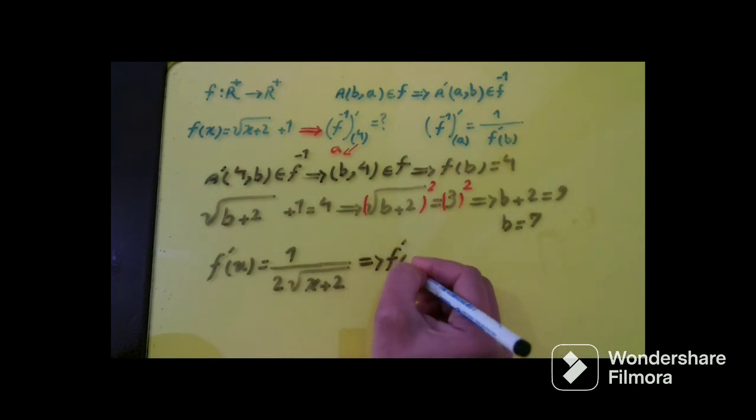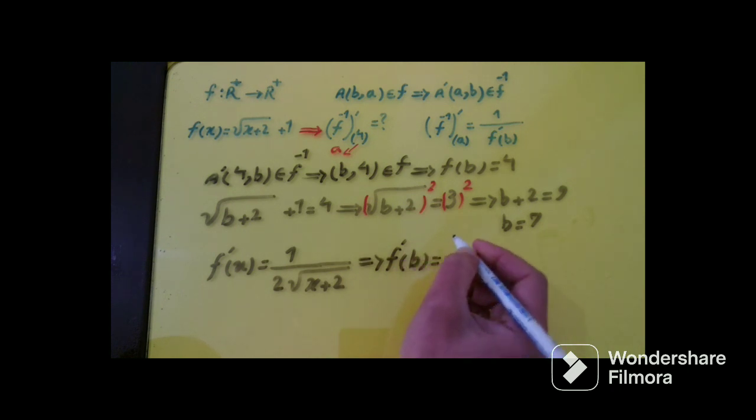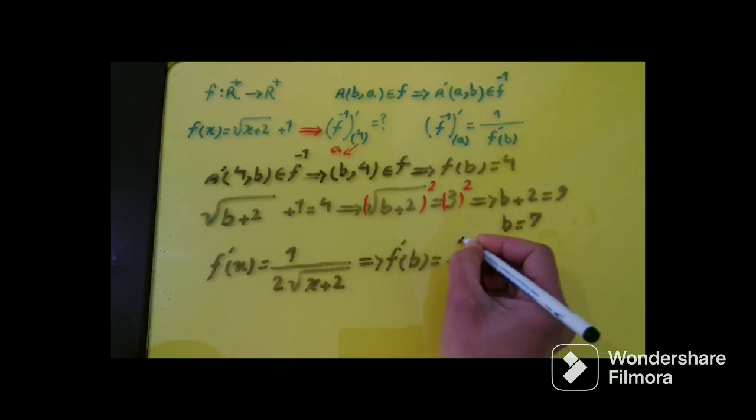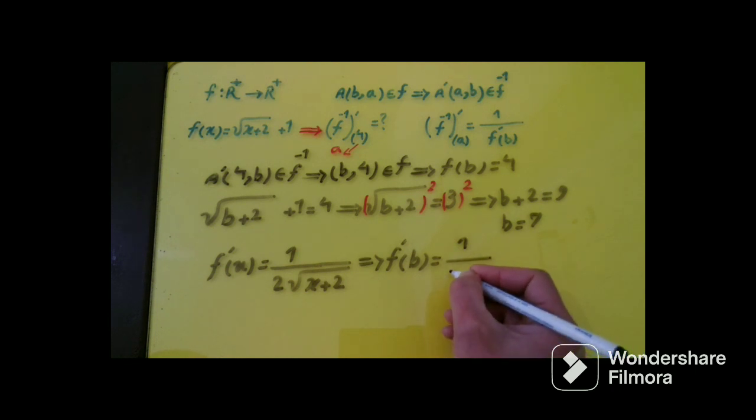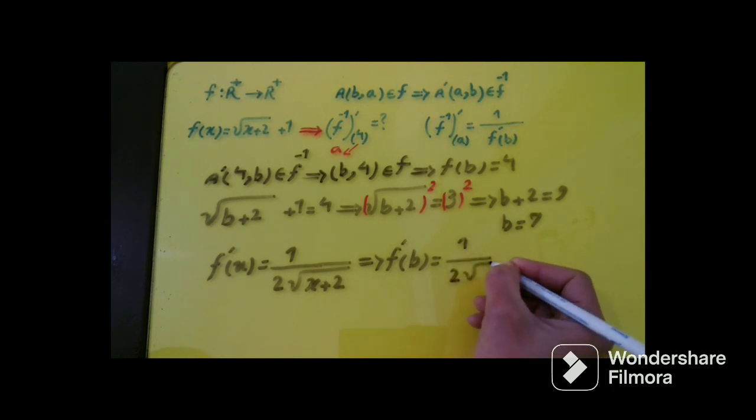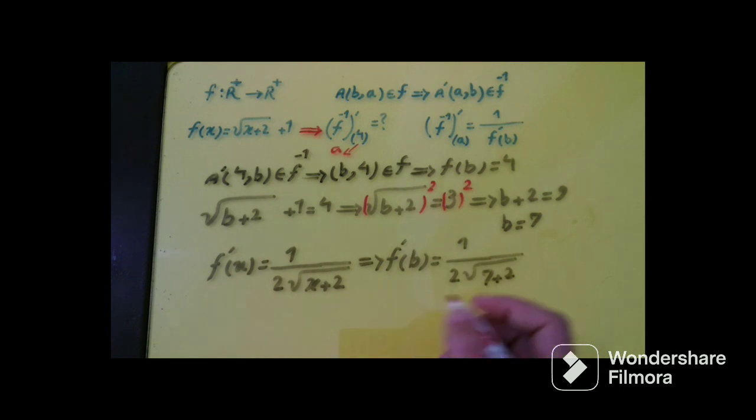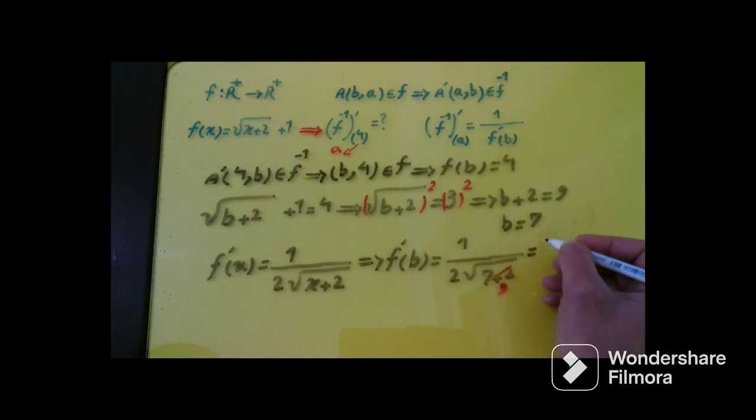f prime of b is 1 over 2 square root of 7 plus 2. It's 9. In the end, it's 1 over 2 times 3. It's 1 over 6.